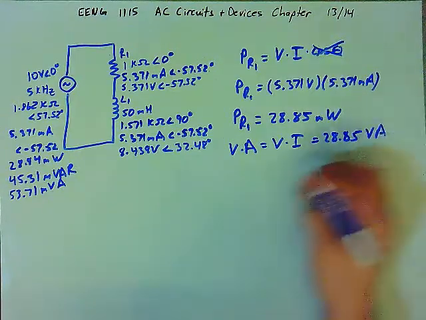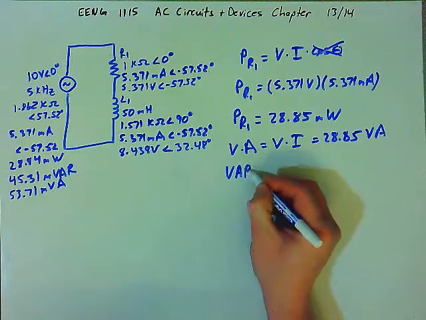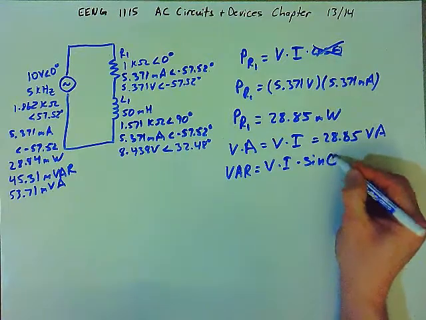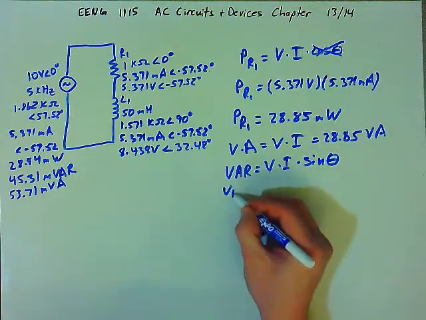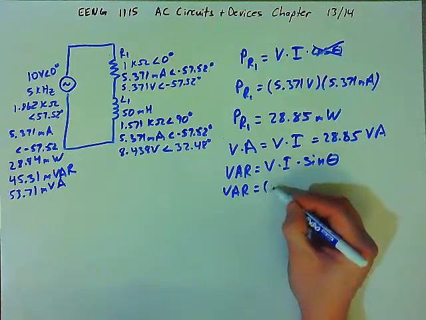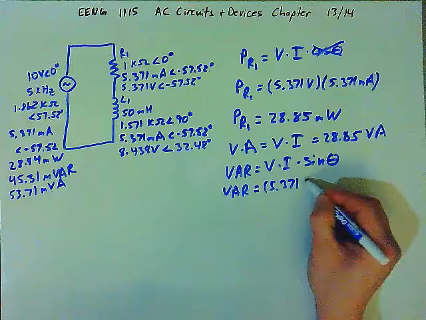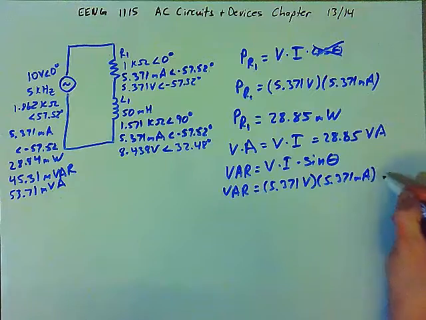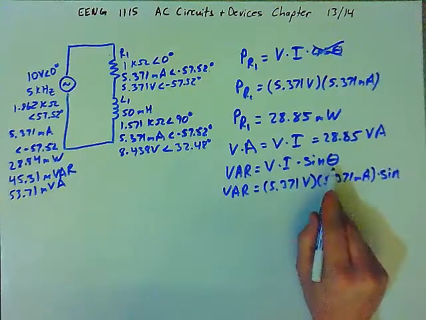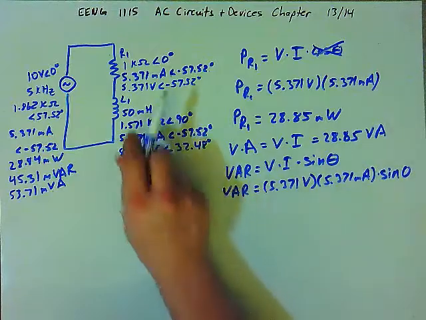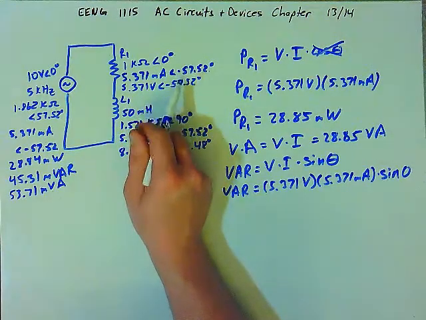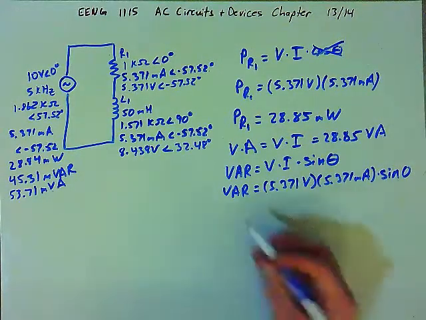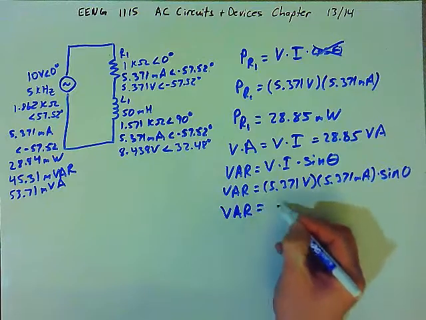volt amps. We could also look at the VAR for the resistor, which is going to be voltage times current times the sine of the angle. And here, I'll go ahead and write this out. The voltage is 5.371 volts. Current is 5.371 milliamps times the sine of the difference between the angles, which is 0. Right, so again, the difference between these two angles is 0. There's no phase angle between them. The sine of 0 is 0, and 0 times any number is 0. So the VAR for the resistor is 0.